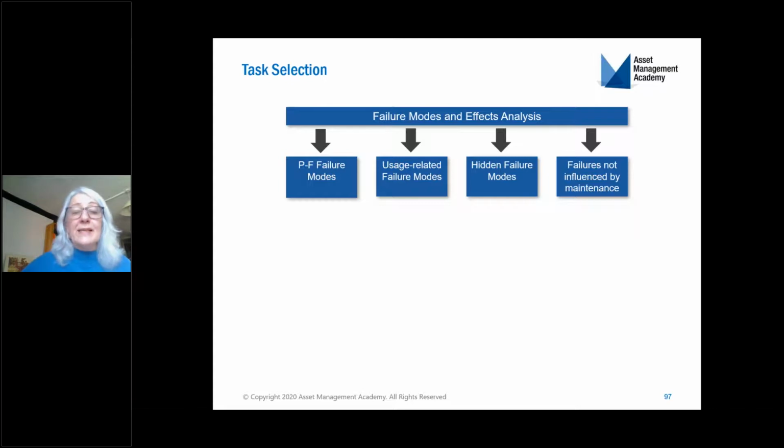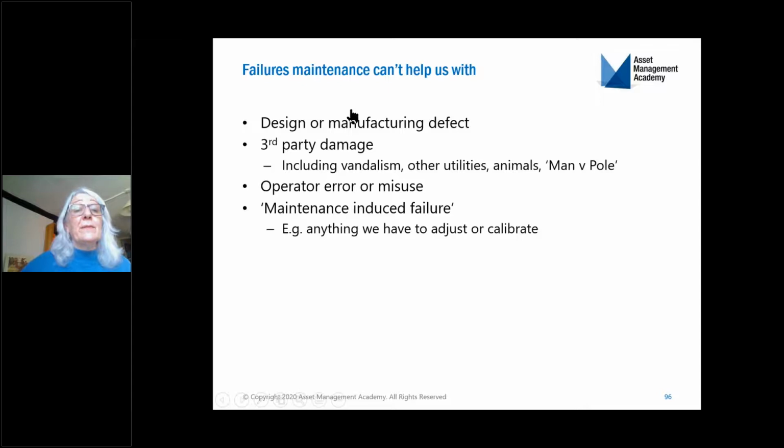The one that's most problematic for RCM type people is the failures that maintenance can't help us with. And these are all much more painful to manage. First is that you've got a design or manufacturing defect. If there's something wrong with the asset, there's nothing you can do with maintenance. You're going to have to replace it. And this can be quite painful because if you've got one component that's failed once, you have to ask yourself whether the same component in other assets also has the same defect or is likely to have the same defect. Should you replace all of them? That's quite a difficult decision.